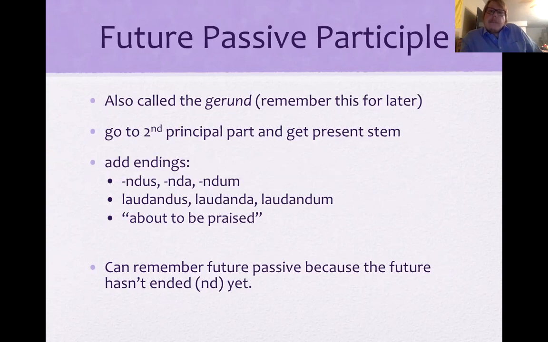All right. The future passive participle. Now, the future passive participle is also called the gerundive. And you will need to know what the gerundive is as we move on. So it's a good idea to remember, but I'm not going to ask you that right away. It's just something to know for right about now. So the future passive participle, you go to the 2nd principal part, which is also our present active infinitive. You remove that infinitive ending, that re, and then you add our endings, ndus, nda, ndum. Laudandus, laudanda, laudandum, about to be praised.